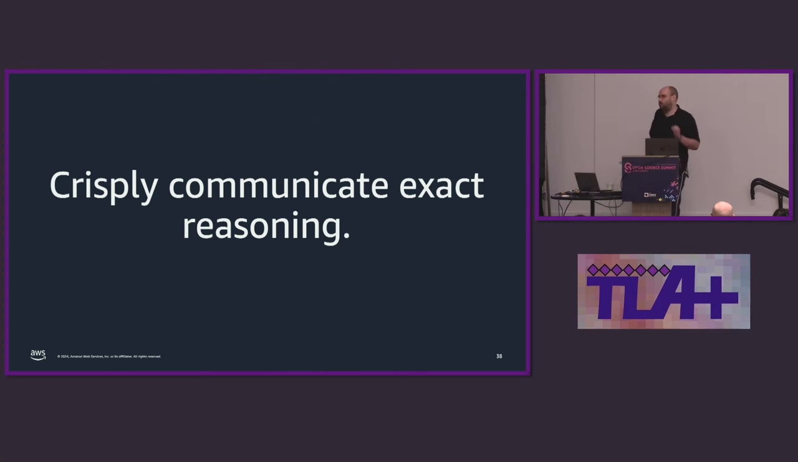And this applies not only to those kinds of accessibility properties, it applies to things like consistency properties. It applies to database isolation. It applies to all kinds of other places where we want to say to customers, yes, this is consistent. Yes, this is linearizable. Yes, this is serializable. And here is the exact reasoning why. And we can use that reasoning internally to move faster and to understand our systems better.